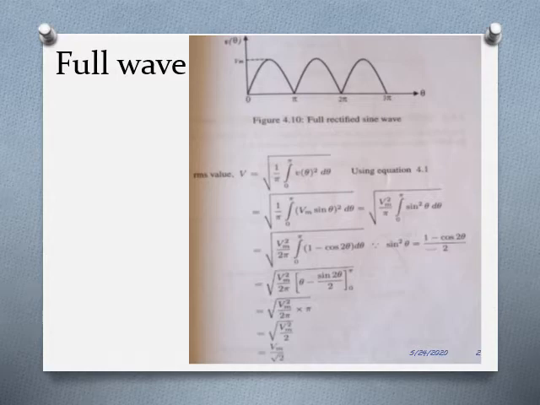So the next wave is the full wave rectified output. Consider an output waveform of the full wave. We have taken the voltage V of theta on the y-axis and theta on the x-axis. Just similar to the sine wave, the maximum value or the amplitude is denoted as Vm.